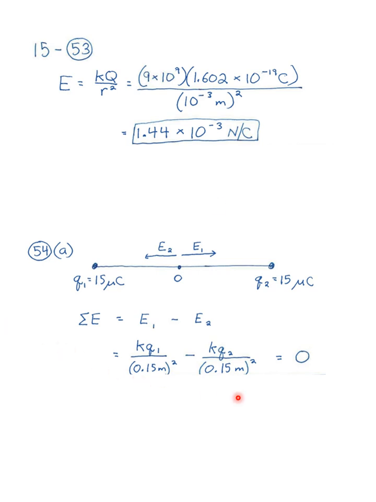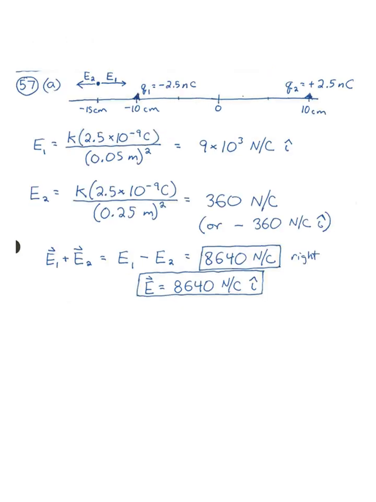And so because they're exactly the same thing, they're going to be 0. And in this case, it didn't matter that they were both 15 microcoulombs, because whatever their charges were, it just subtracts to be 0.